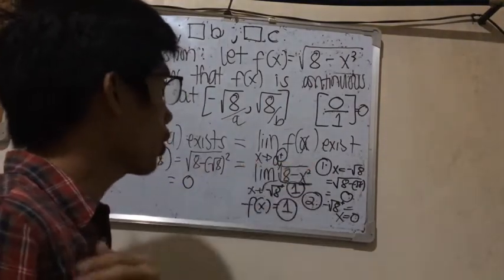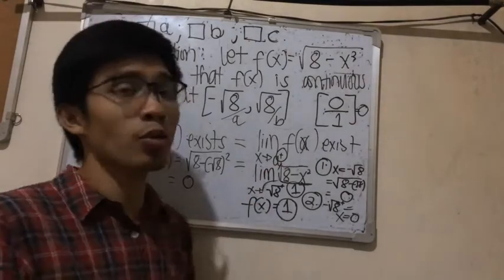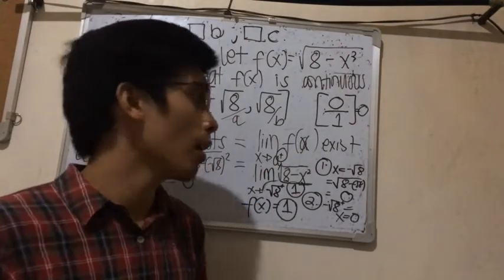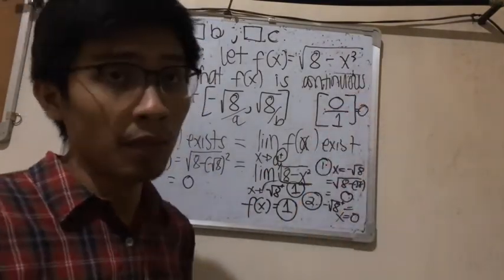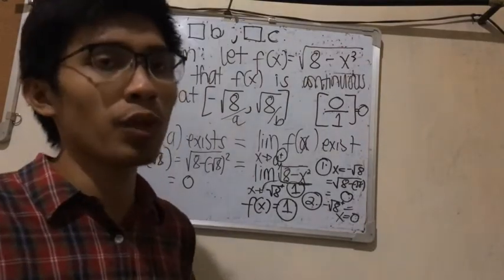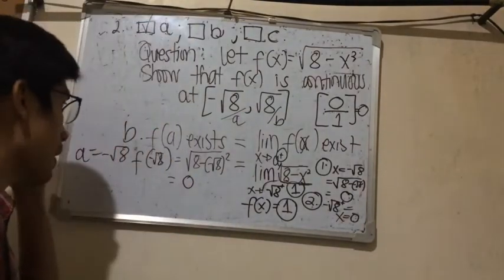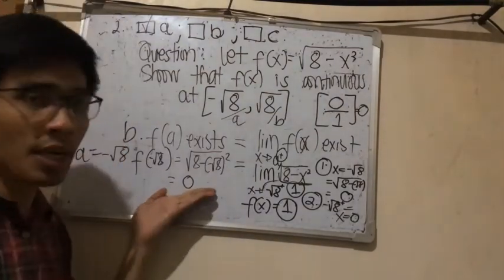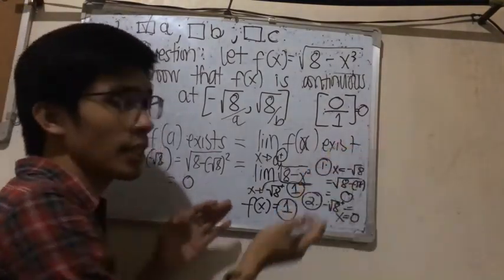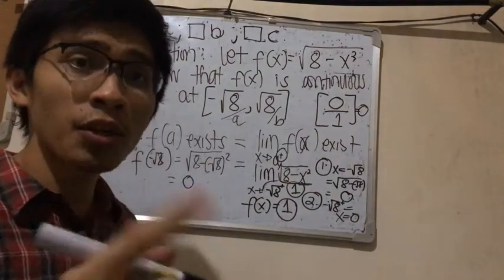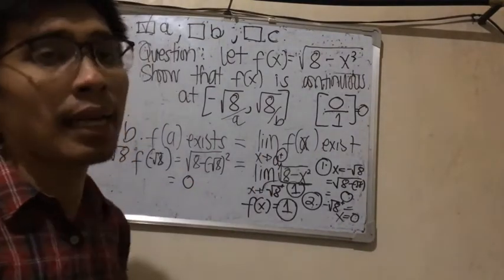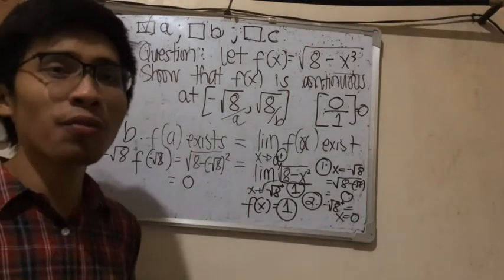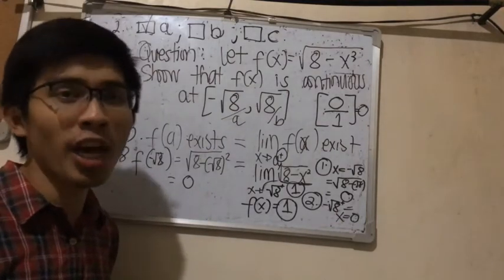The limit as x approaches a from the right also exists, and that is 0. The last thing that we need to do for step letter B is to compare the results. The result here is 0 and the result here is also 0. Question, are the results equal? Obviously, the results are equal. Therefore, condition B is checked.